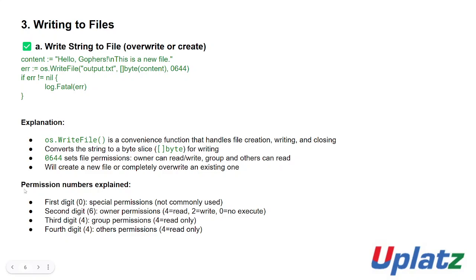Okay. Permission numbers explained. First digit 0, special permission, not commonly used. Second digit 6, owner permissions: 4 read, 2 write, 0 no execute. Third digit 4, group permission, that is read only. Fourth digit 4, others permission, that is read only. Okay, so let's run it.